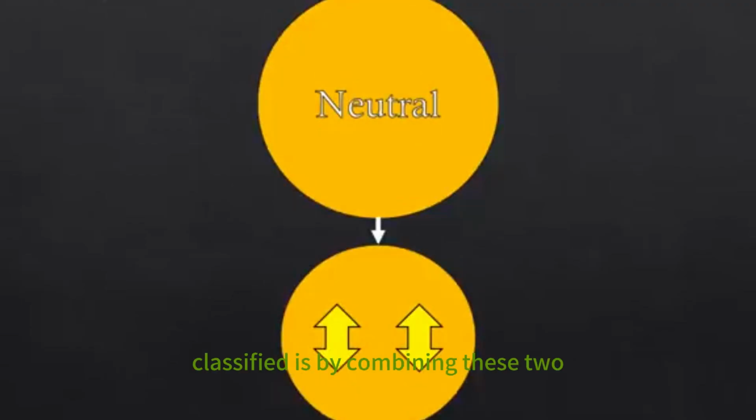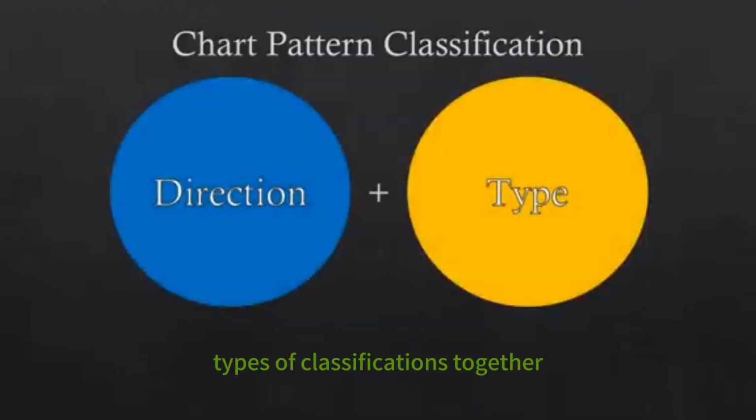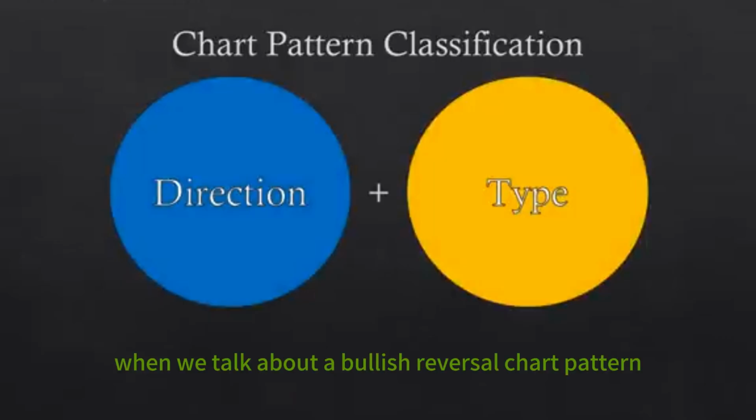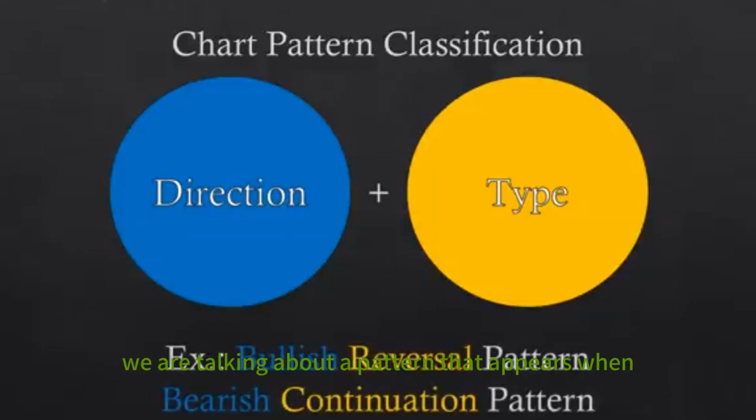The way chart patterns are classified is by combining these two types of classifications together. For example, when we talk about a bullish reversal chart pattern, we are talking about a pattern that appears when price is going down in order to signal a reversal to the upside. That's the case because the term bullish indicates what's going to happen after the pattern, which in this case is going up, and the term reversal means that price will change its direction after the pattern. If price will change direction after the pattern and it will go up, it necessarily means that it was going down before the pattern. In a bearish continuation pattern, price will be going down, and after the pattern appears, price will continue going down.